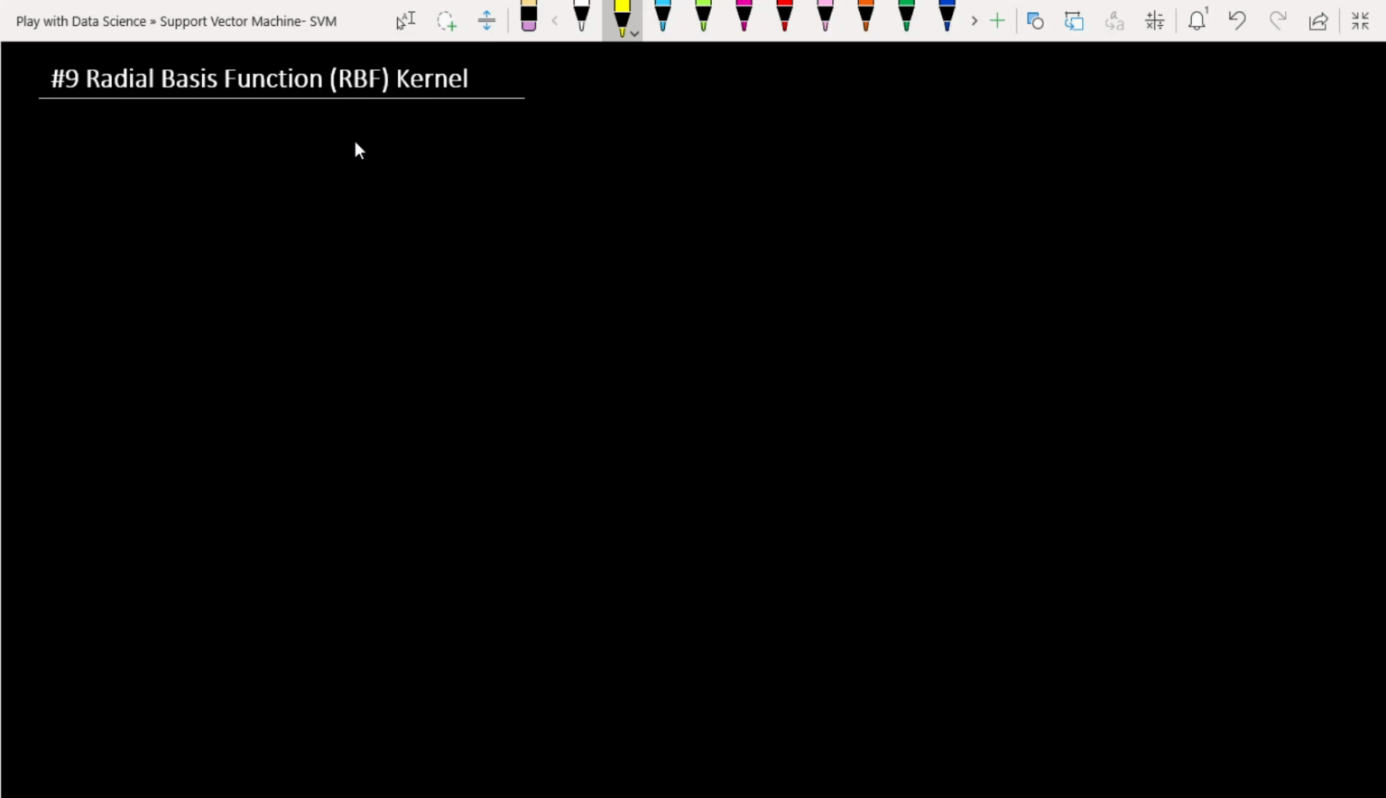In SVM, if you consider all the kernels, this kernel is the most common, the most popular, and the most general kernel.